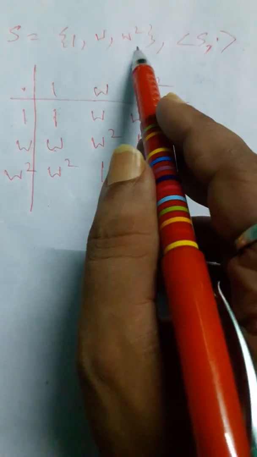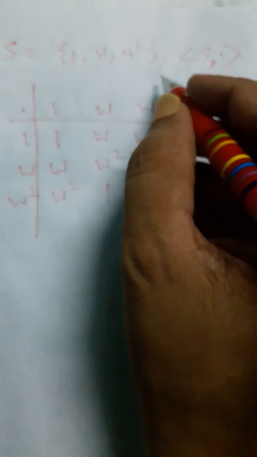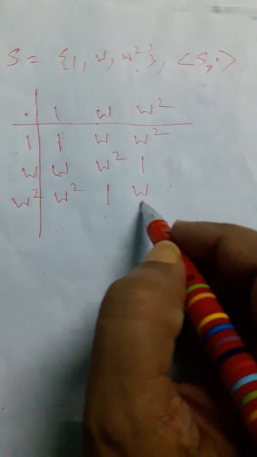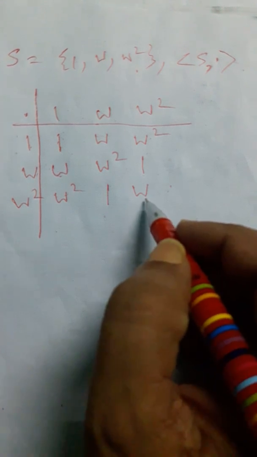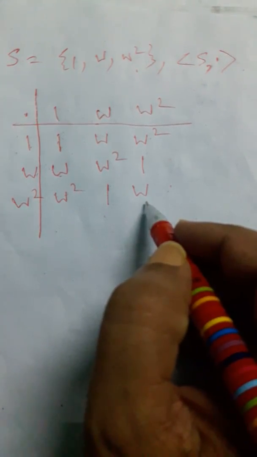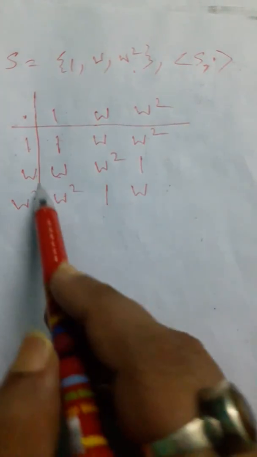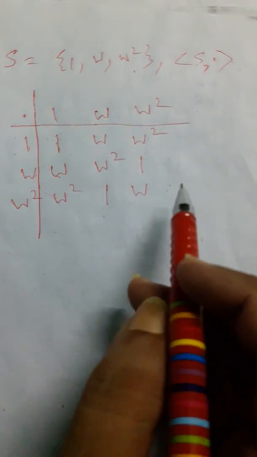Here omega is a cube root of unity. That's why omega cube equals 1. Here also omega square, omega cube equals 1, and omega to the power 4 is omega cube into omega, so it will be 1 into omega, that will be omega. So in this way we construct the table.